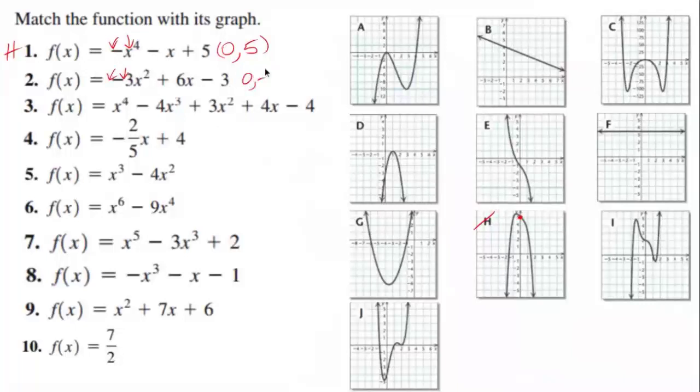We plug in a 0, we get -3. So we want the intercept to be at 0, -3, and both sides headed down. That answer is D. You can identify that. Positive, even, both sides headed up. Plug in a 0, and we end up with -4. So both sides headed up, and 0, -4.